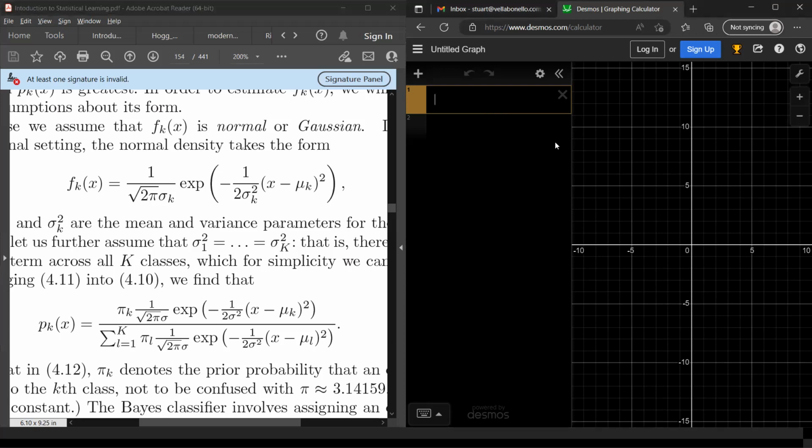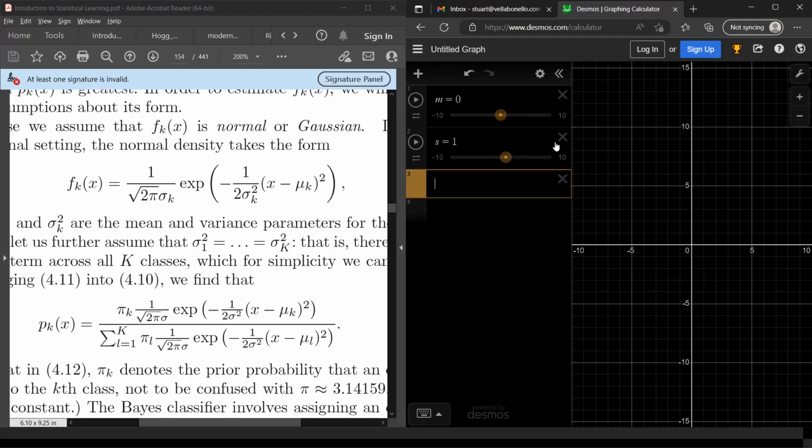So let's type. I'll type m for mu. We'll take a mean. That's the mean, by the way. That's 0. And sigma, I'll take s. That is the standard deviation, kind of. It's a measure of the variability within the random variable. We'll take 1 for the time being.